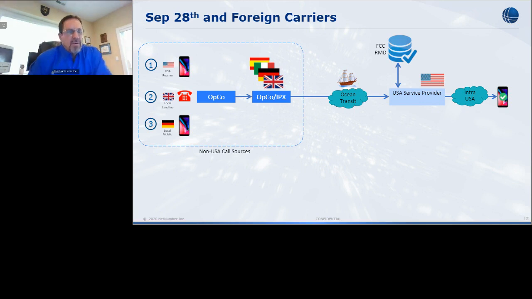So what I've done here is drawn a little picture. On the left-hand side, I just called it non-USA call sources. This is every country in the world that might want to be presenting calls to the United States and having those calls processed through and delivered to a terminating party in the United States. And I broke this up into three sort of classes of callers: U.S. roamers, local landline callers, and local mobile callers.